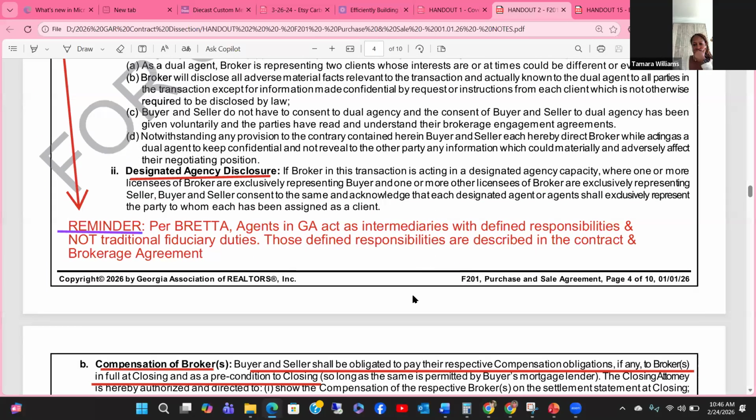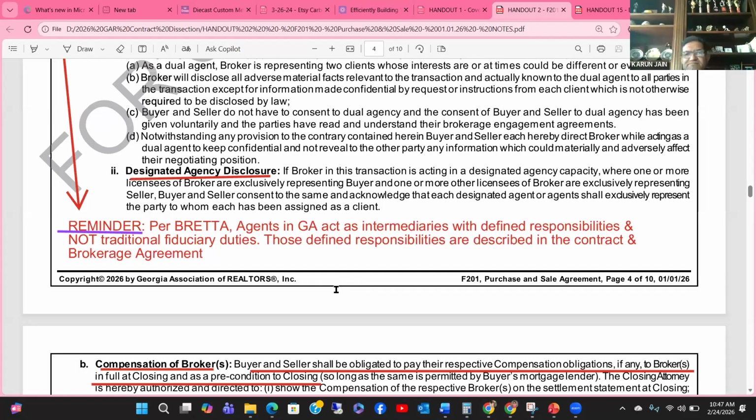So what does? It is spelled out in the license law. I have it here for you guys as a reminder. Agents in Georgia act as intermediaries with defined responsibilities, not traditional fiduciary responsibilities. Those defined responsibilities are described in the contract and the brokerage agreement. For example, if you have knowledge of a latent material defect and the seller says, don't tell, sorry, you have to tell.